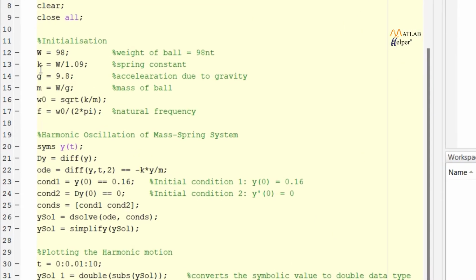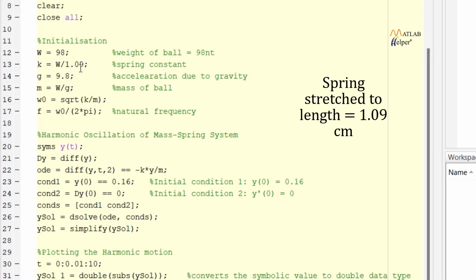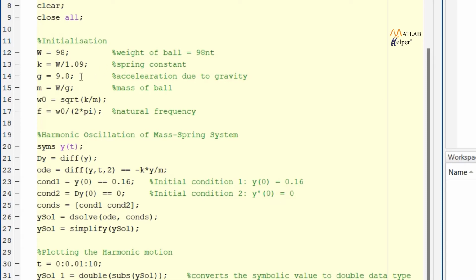The first part of the code will be the initialization condition. I'm assuming the weight of the ball to be 98 newtons. The spring constant is obtained by dividing weight of the ball by stretched length of the spring, which I am assuming to be 1.09 centimeter. The acceleration due to gravity is equal to 9.8 meter per second square. Mass of the ball is weight by gravitational acceleration. Omega naught is given by square root of k by mass. F here is the natural frequency, which can be obtained by dividing omega naught by 2 pi. So nothing fancy here. We have just used the equations that we saw earlier to set up our model.